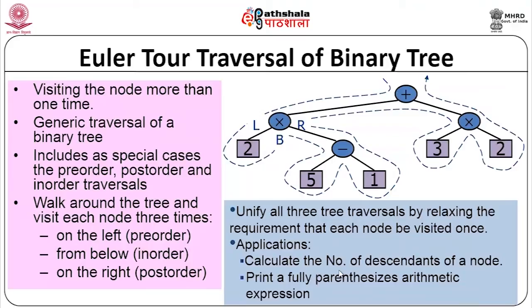This is the Euler tree traversals of a binary tree. Here we visit the node more than once. This is a generic traversal of a binary tree and includes as special cases pre-order, in-order and post-order. You walk around the tree and visit each node 3 times: on the left is pre-order, from below is in-order, and from the right is post-order. So, we unify all 3 traversals by reducing the requirement of each node to be visited once. Applications include calculating the number of descendants of a node and printing a fully parenthesized arithmetic expression. You normally use Euler tree traversals for these. The other 3 traversals we saw are special cases of the Euler tree traversal.